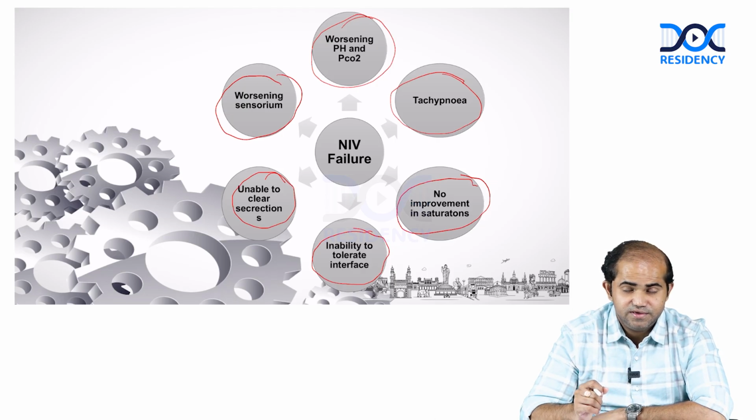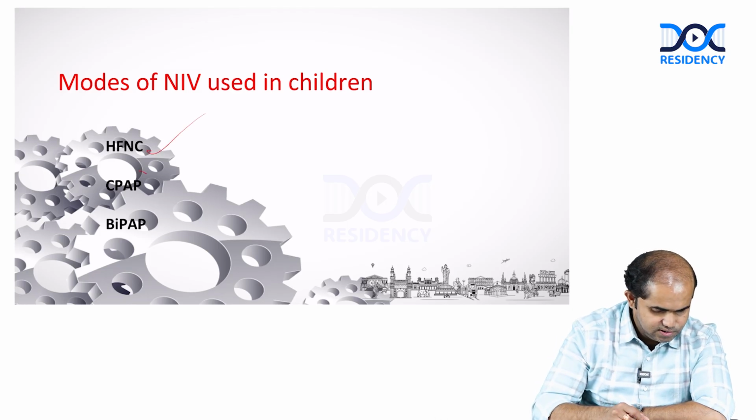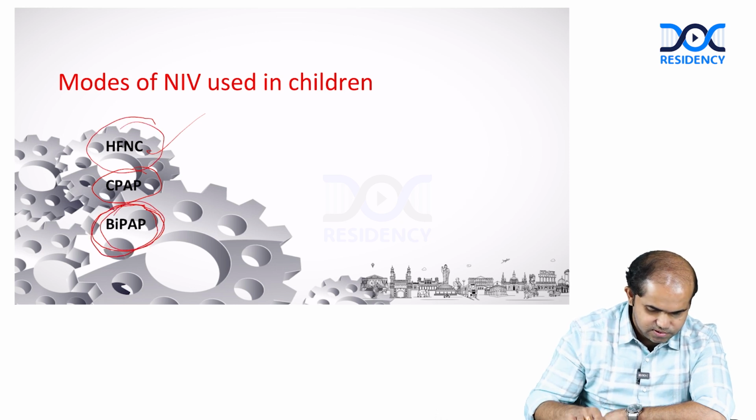If the child has a GCS of 8/15, you can't start the child on NIV because he is unable to clear oral secretions. There will be a high risk of aspiration and other problems. So the modes of NIV are HFNC, CPAP, and BiPAP. Nowadays we are using BiPAP more, so we'll discuss that.